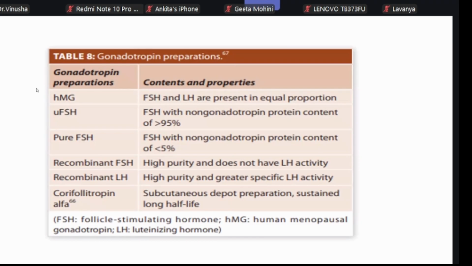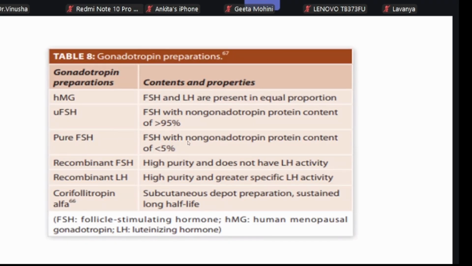So what are the gonadotropin preparations which are available? We have HMG, which contains both FSH and LH in equal proportion. And we have urinary FSH. This was used previously, but it has high non-gonadotropic protein content, so it is very impure with less efficacy. So urinary FSH we are not using right now.